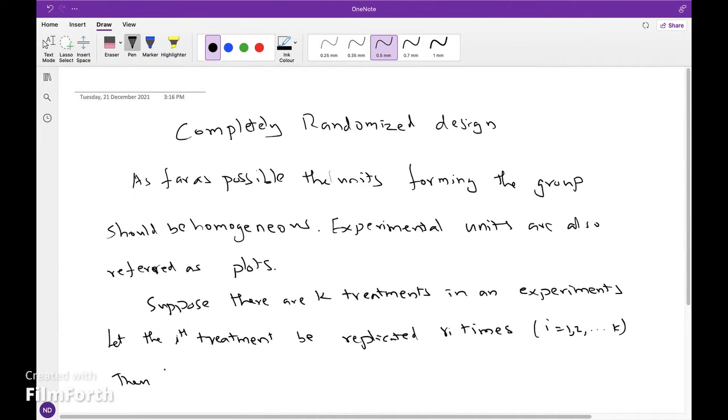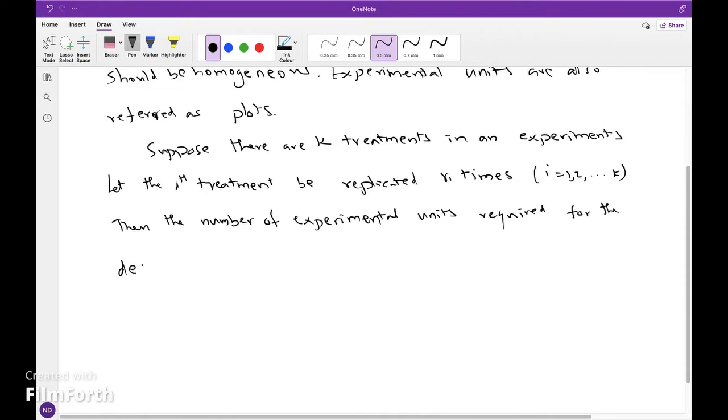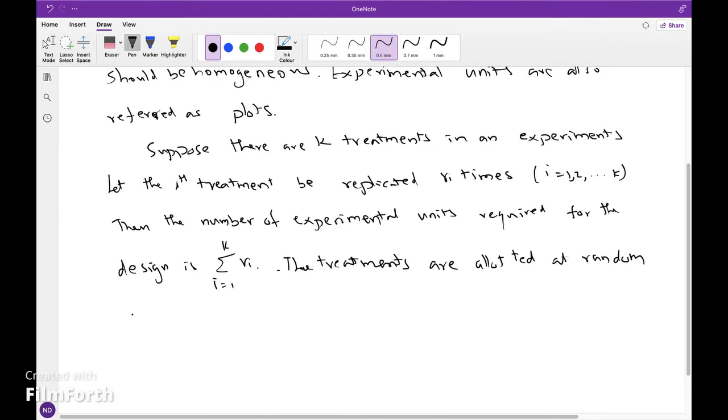Then the number of experimental units required for the design is the summation of i equal to 1 to k of ri. The treatments are allotted at random to the experimental units.